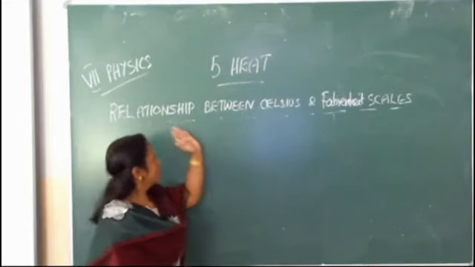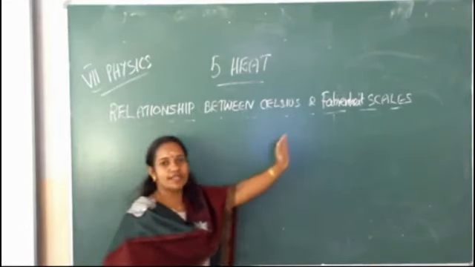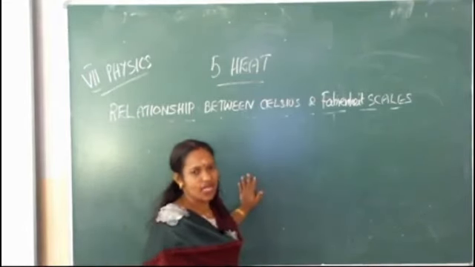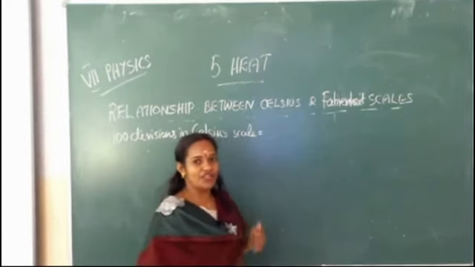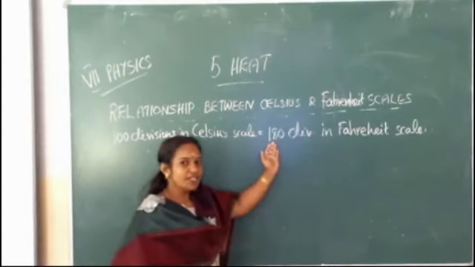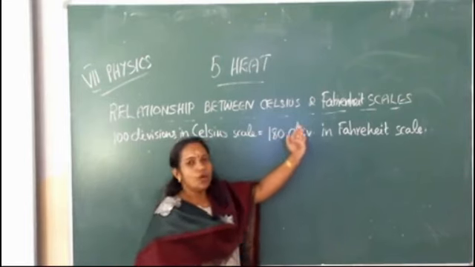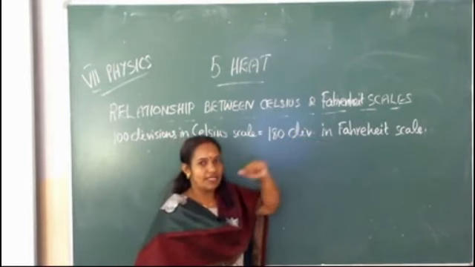Next topic is relationship between Celsius and Fahrenheit scales. How many divisions are there in Celsius scale? 100 divisions. How many divisions are there in Fahrenheit scale? 180 divisions. 100 divisions in Celsius scale is equal to 180 divisions in Fahrenheit scale.